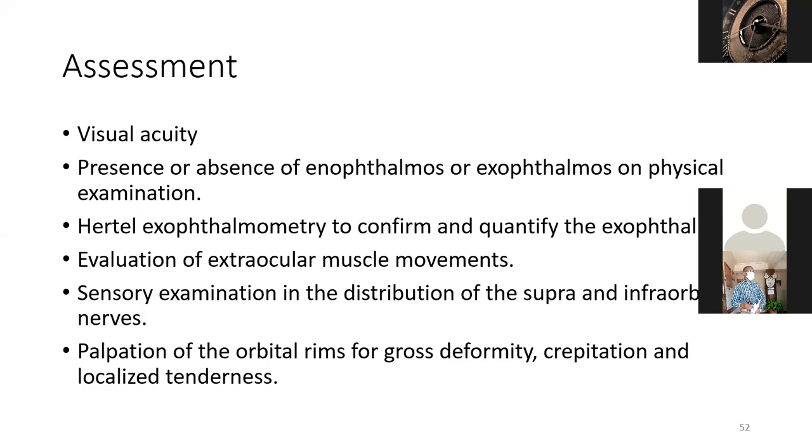The Hertel exophthalmometer is an instrument that is used to measure proptosis.